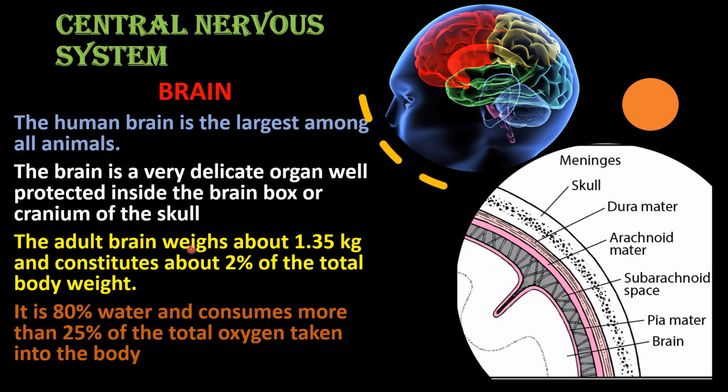The adult brain weighs about 1.35 kg and constitutes about 2% of the total body weight. It is 80% water and consumes more than 25% of the total oxygen taken into the body. Of the total oxygen taken into the body, 25% is used by the brain.